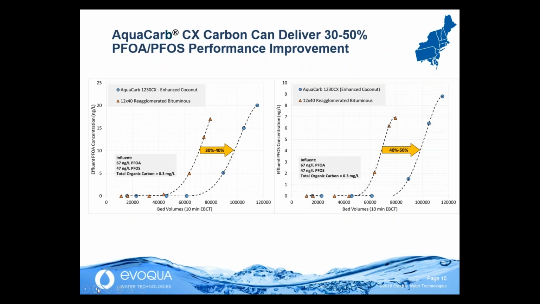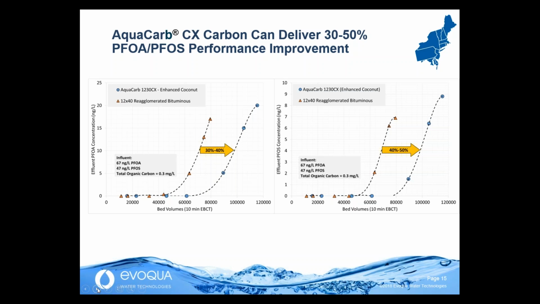If we look at groundwaters, which are much more typically contaminated with PFAS, we can see an improvement with the enhanced coconut-based product. The enhanced coconut product is one we more typically recommend for slightly lower TOC levels, but in this case, it's quite low. It's about 0.3 milligrams per liter. And we see anywhere from about 40 to 50% improvement over a standard reagglomerated bituminous carbon.